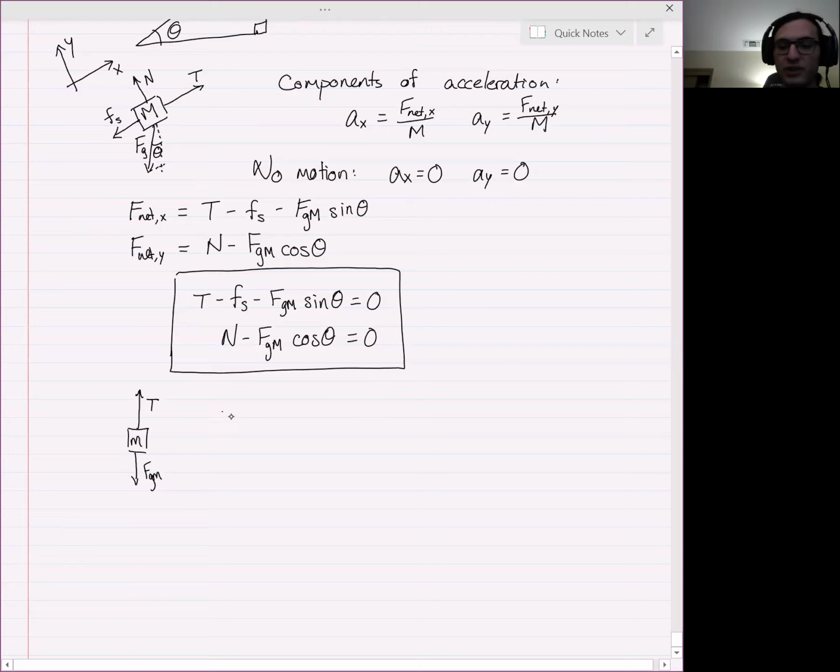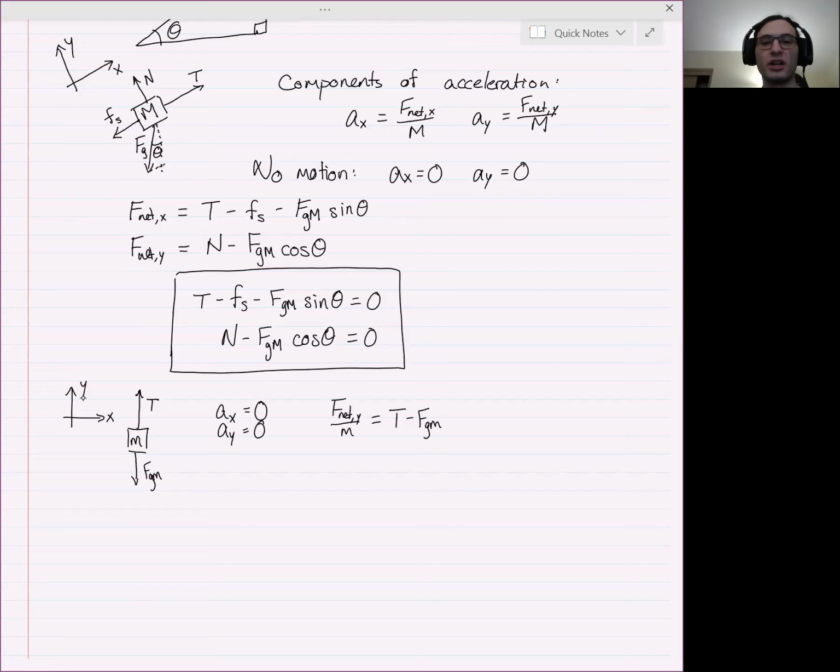And so again, if we want stationary motion, the acceleration in both directions is 0. Sorry, stationary, no motion. And so there are no forces in the x direction, so we can just ignore that term. And so we have F net in the y direction over m has to be equal to T minus Fgm. Again, we're going to use the standard coordinate system. You can use more than one coordinate system in a single problem, as long as each free body diagram has its own coordinate system.